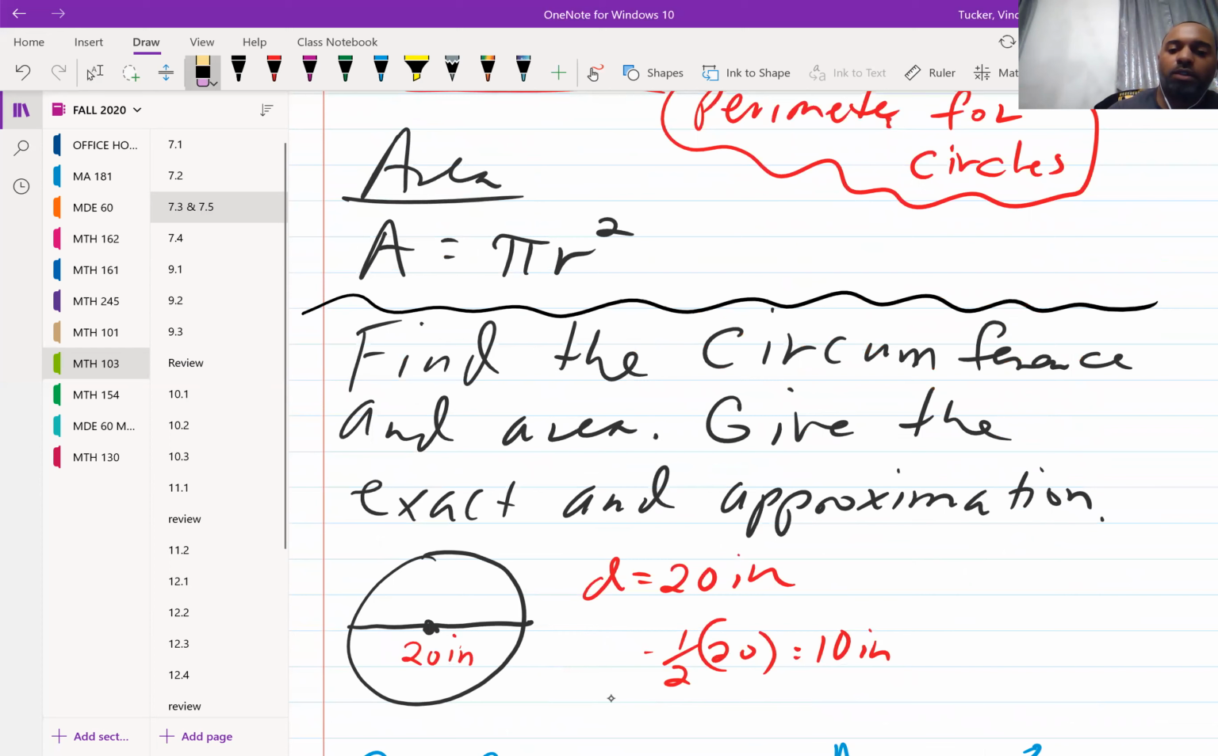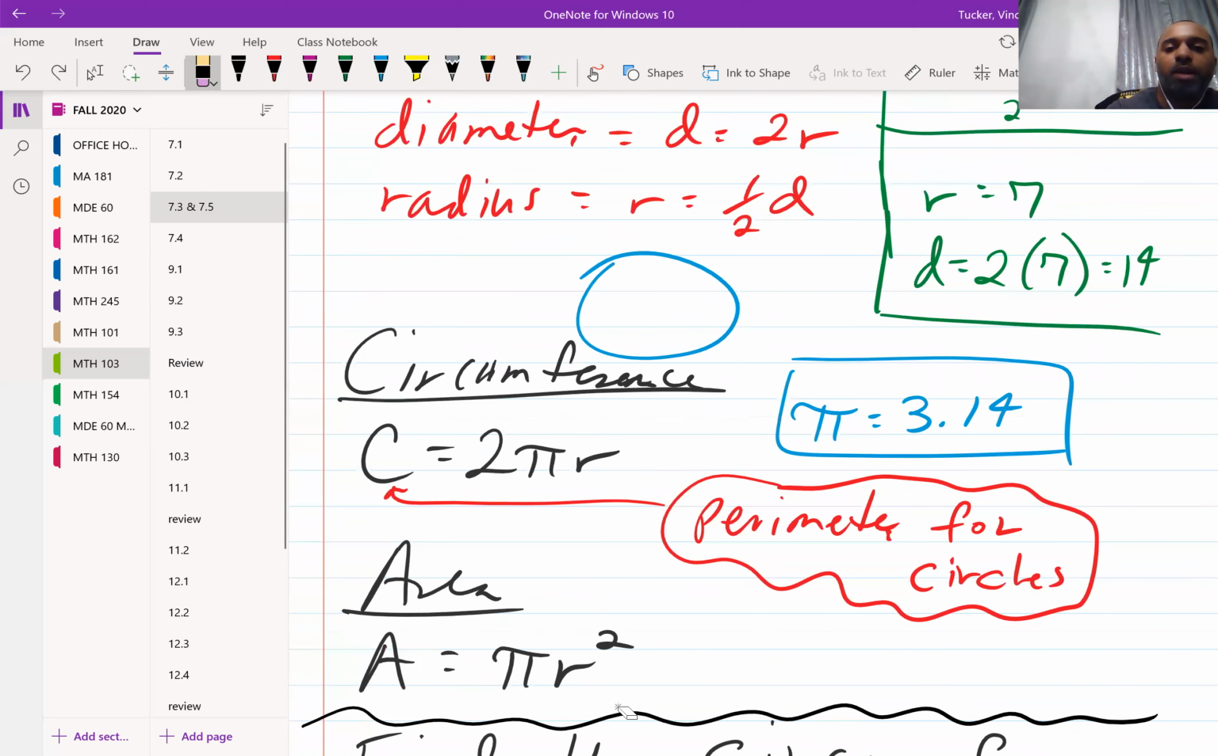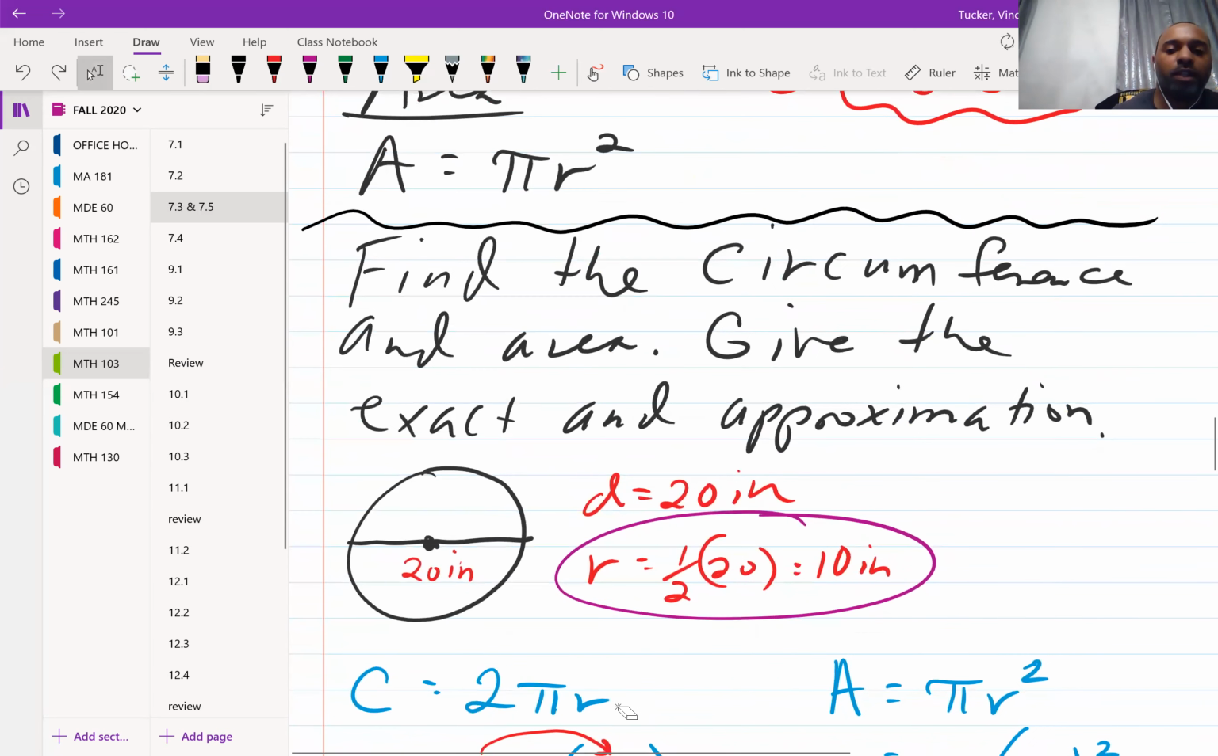So notice what you start off with is this diagram going from end to end of the circle. Really you wouldn't have this either. All you would have is the diagram. And so they assume you know from the diagram that your diameter is 20 inches. Now, according to the formulas that we have, we want to find the radius. So then we would take half of that 20, which would be 10 for our radius.